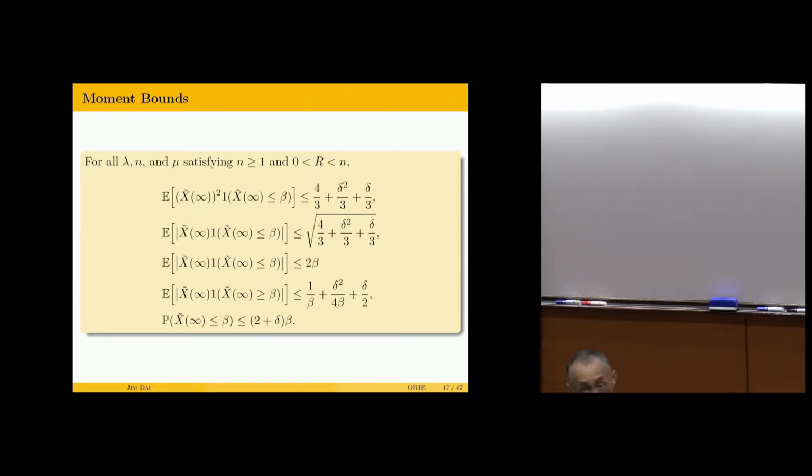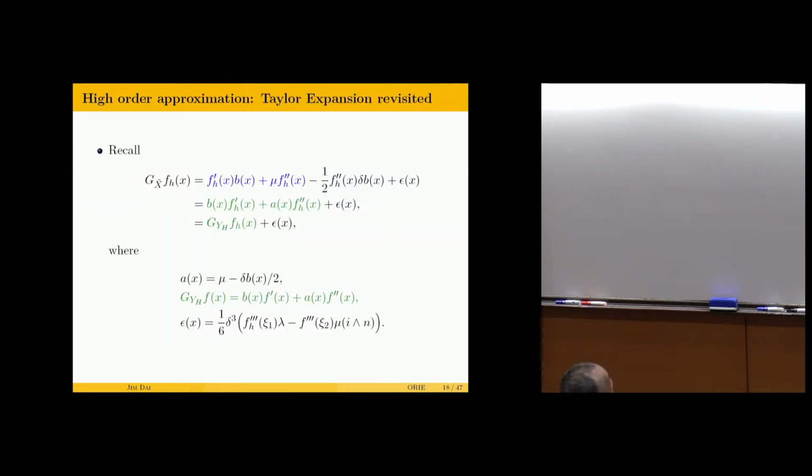Now, that's actually not the focus of my talk, right? So let's come back to the Taylor expansion, okay? Coming back to the Taylor expansion. Remember earlier that I have forced myself into the constant diffusion coefficient, mu.